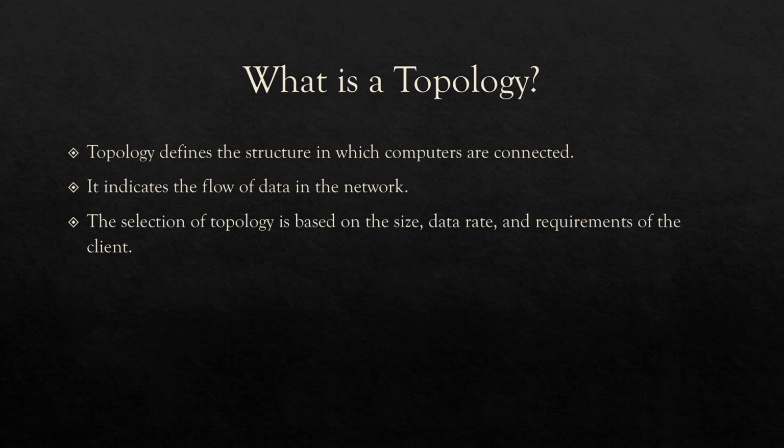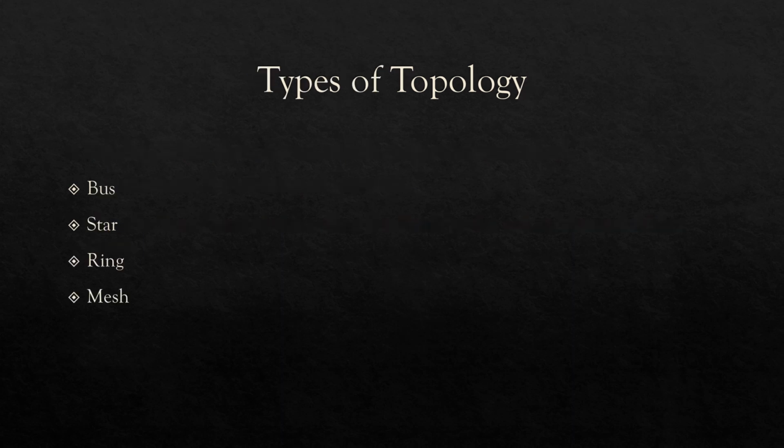It indicates the flow of data in the network, and the selection of the topology is based on the size, the data rate, and the requirements of the client. So what are the main types of topologies which we use in the network? The main types of topologies used in the network are bus, star, ring, and mesh topology.